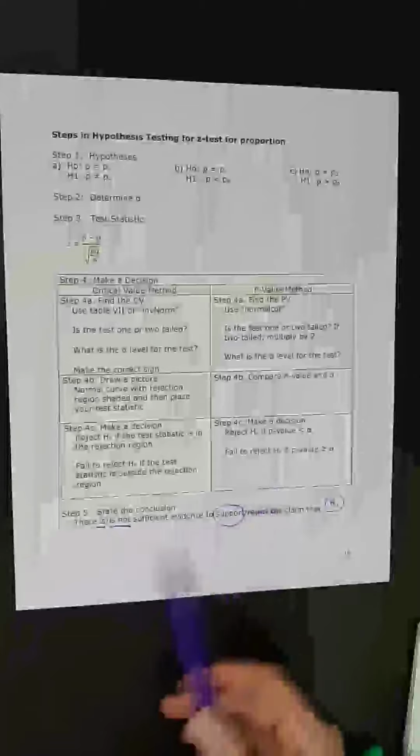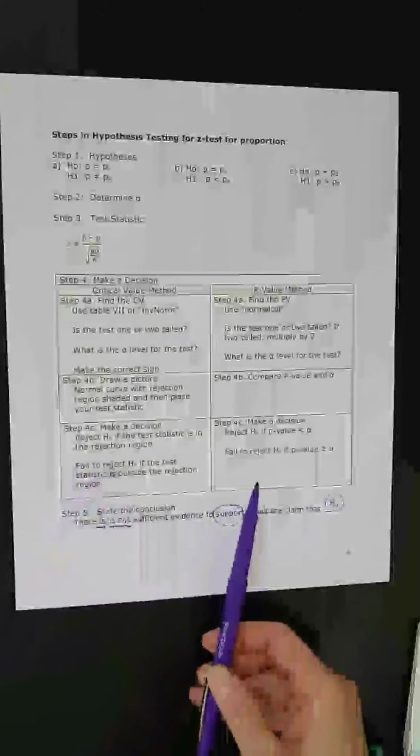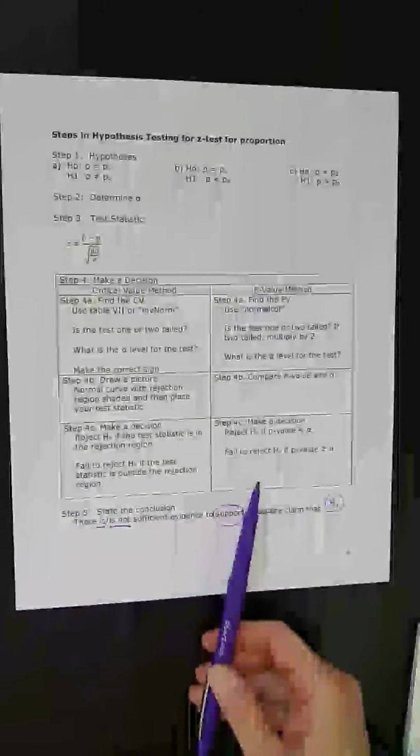And what's nice about that, it is more work, but you should get the same answer. So if you get a reject here and a fail to reject here, it's like a way of checking yourself. You know that you did something wrong and you can go back and look more closely. So your conclusion, your decision that you make in step 4C, should be the same whether you did it with the critical value method or the p-value method.